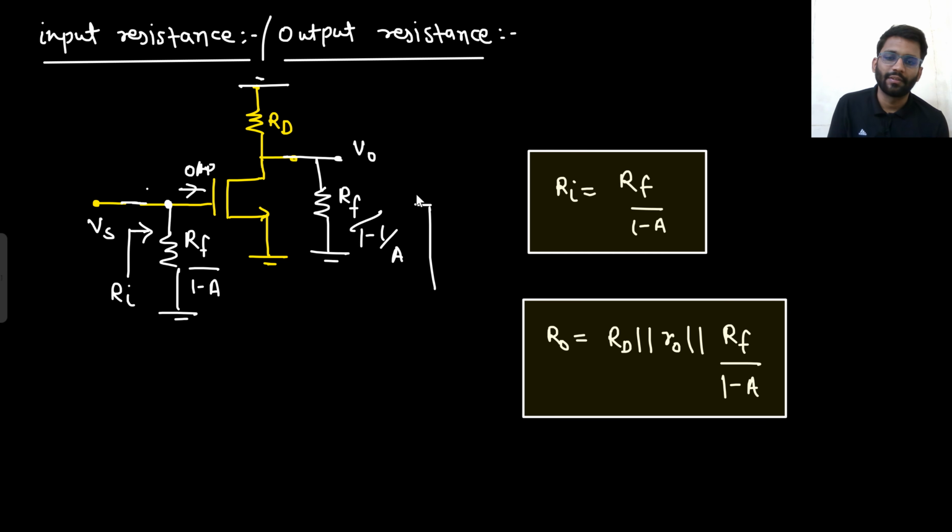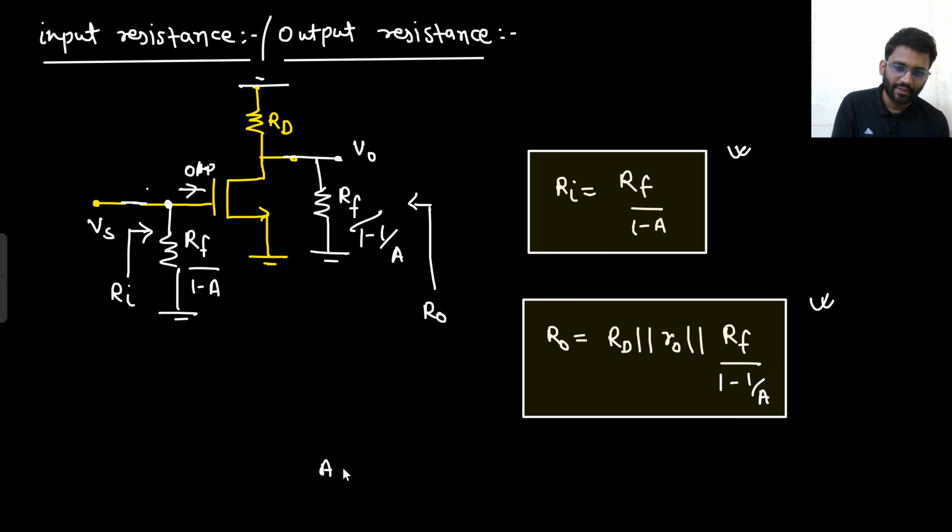This is the R0 you see from here, right? What is the R0 you see? RD parallel with R0, parallel with RF upon 1 minus 1 by A. Vs is shorted. If Vs is shorted, that means there is 0 current in the MOS. So MOS is simply open circuited. So this is the output resistance you see, and this is the input resistance.